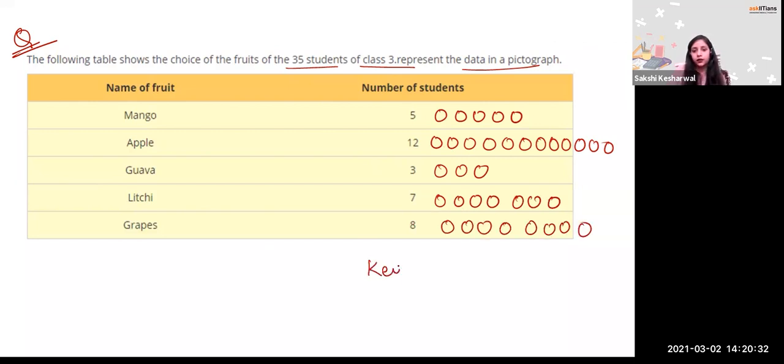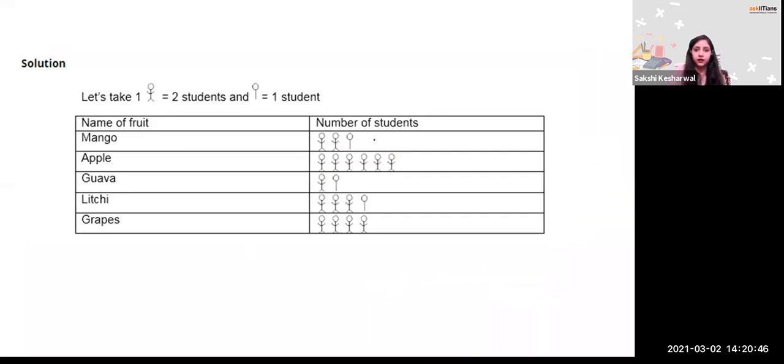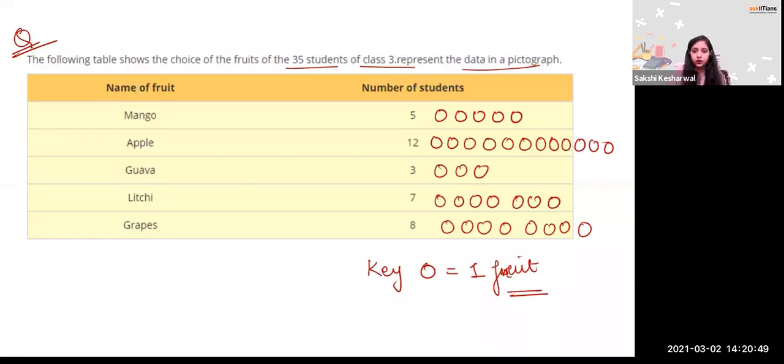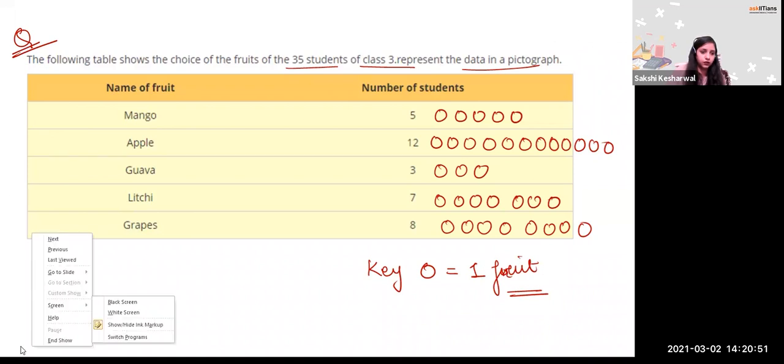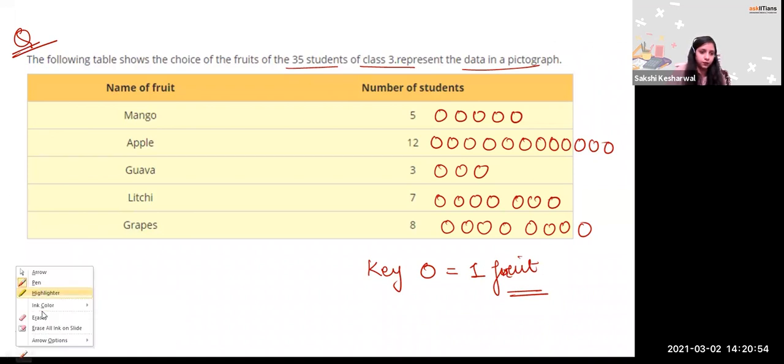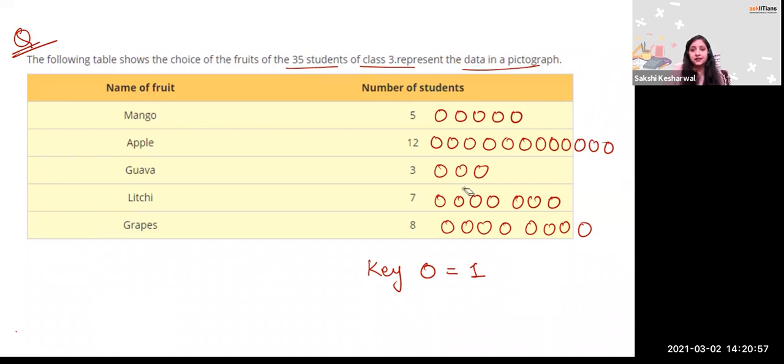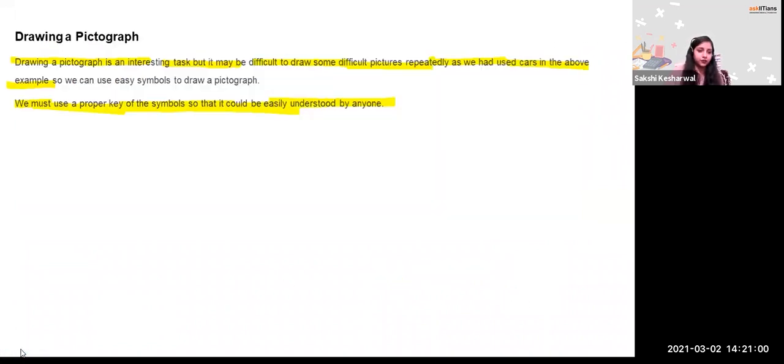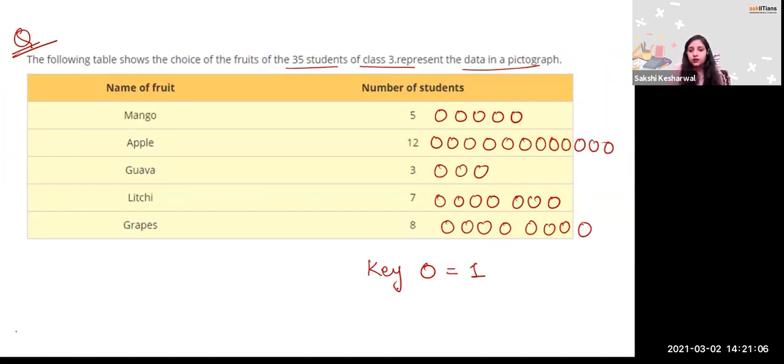And your key will be there. Key, you will write this: this circle is equal to one student. Right. This is how you will be doing this. Oh, wait a minute, hold on. I wrote fruits. I should write students. I was filling in the form of fruit instead of students. Yes, this is students. So this key will be equal to one student, right? So this is how you will be filling it up.